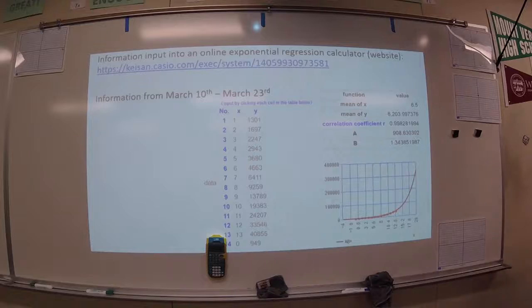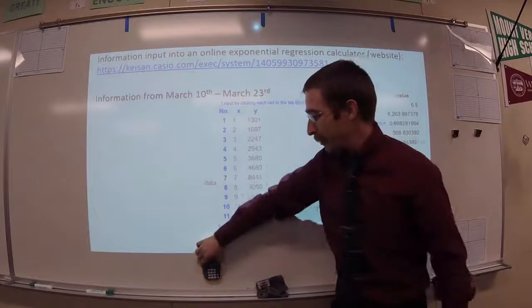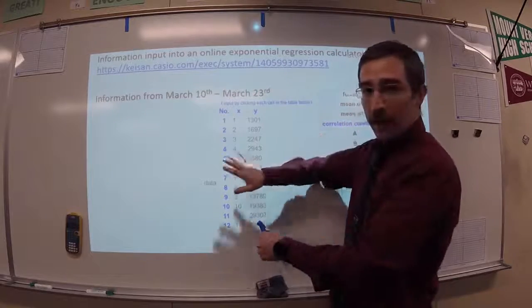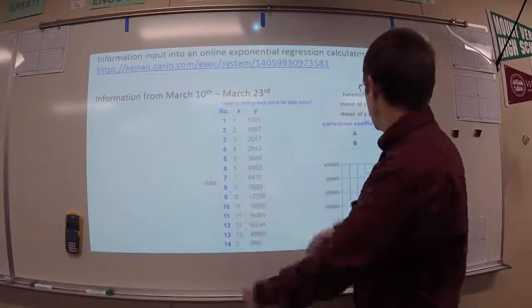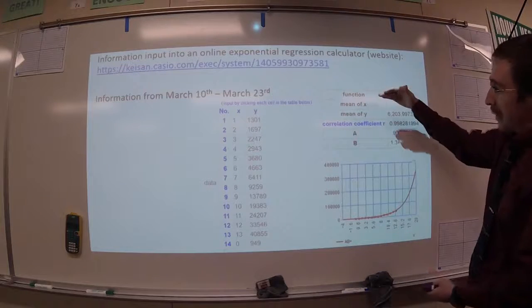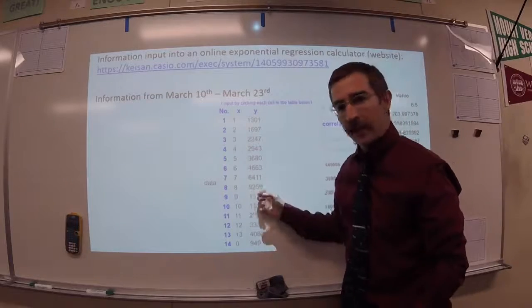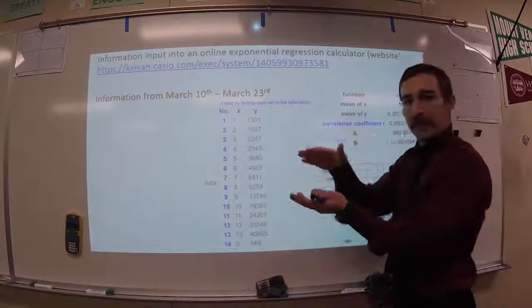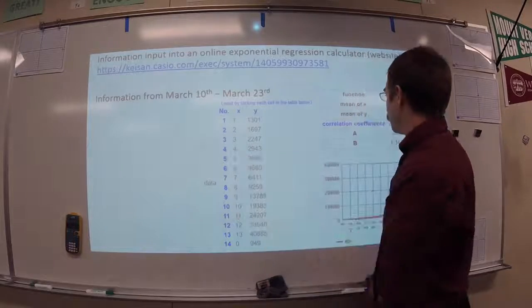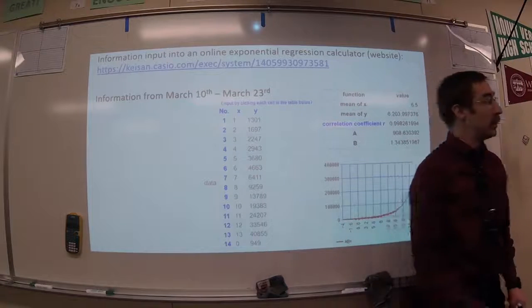and I put it into an online exponential regression calculator. So I just plopped all those data values into a table, told the calculator to evaluate, and it came up with this information. So this graph, the means of x and y, you can disregard that. That's not really important. It's just telling you what this data is. Or sorry, the mean, the arithmetic average of all those numbers for x and y. But here, the correlation coefficient, the a value and the b value are what we care about.